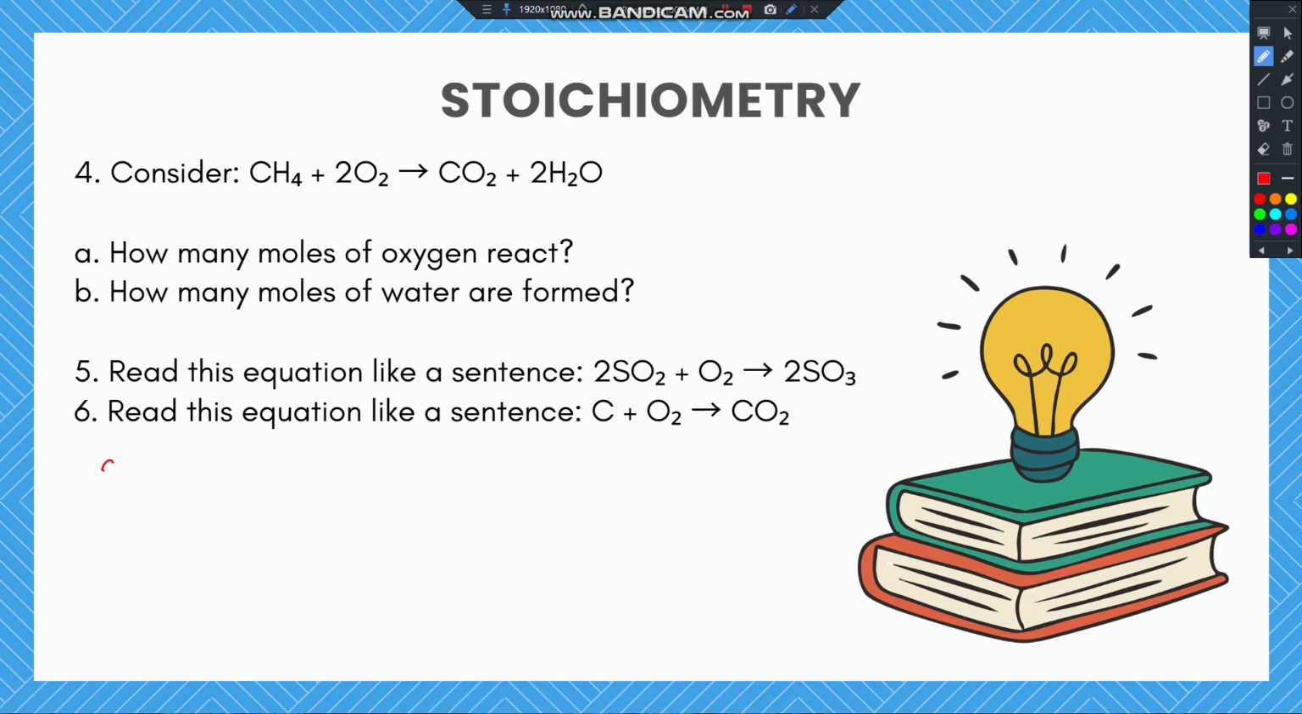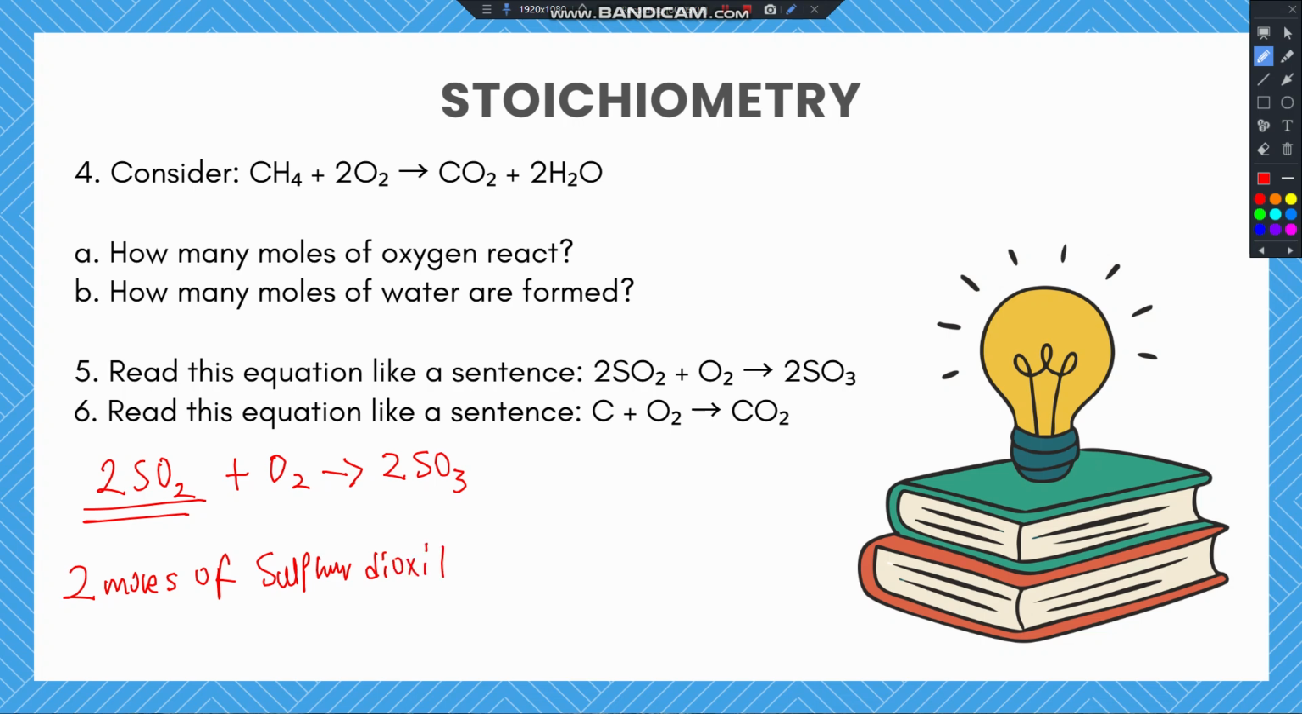We have 2SO2 plus O2 yielding 2SO3. So let's begin with the first formula we have. This means 2 moles or 2 parts of sulfur dioxide. I've read that. And then we come to the plus.